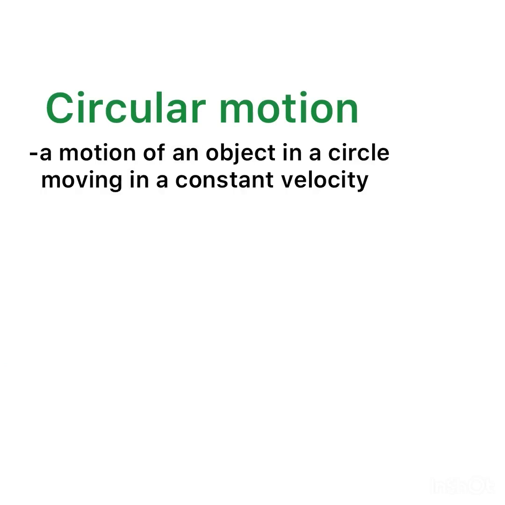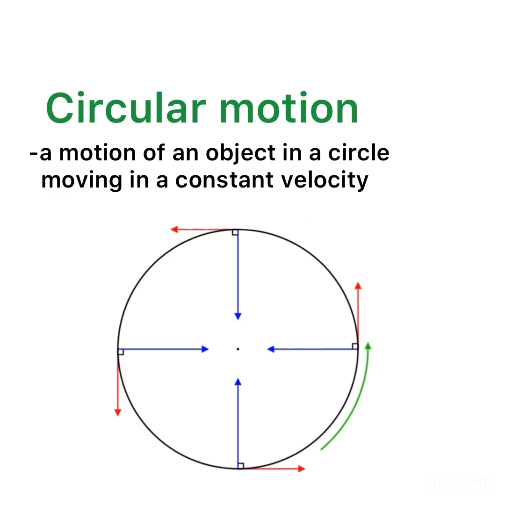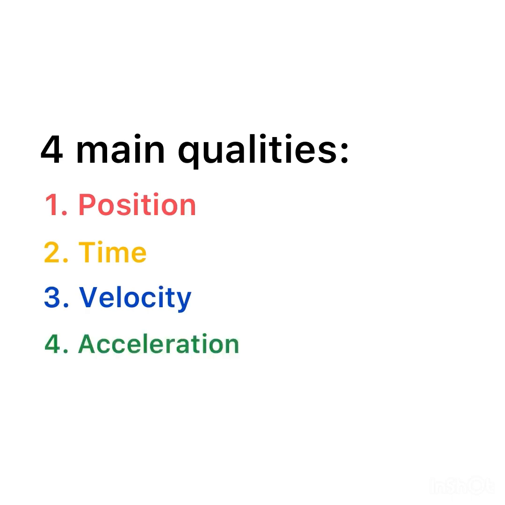Firstly, a circular motion is a motion of an object in a circle moving at a constant velocity, and this is the uniform circular motion diagram of a small object moving in a circle. The circular motion has four main qualities: position, time, velocity, and acceleration.